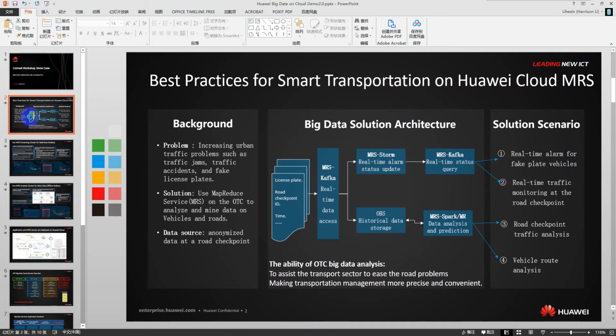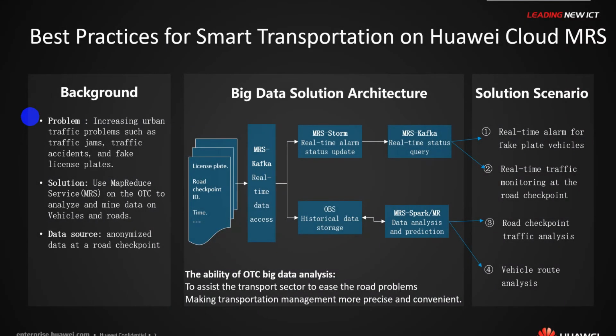Here is a scenario of what we're going to do in the demo later on. To give you a bit of background, the problem that we are trying to address here is increasing urban traffic problems such as traffic jams, traffic accidents, and fake license plates. The solution is to use MapReduce Service, or MRS, on Huawei Cloud to analyze and mine data on vehicles and roads. The data source will be anonymized data at a road checkpoint.